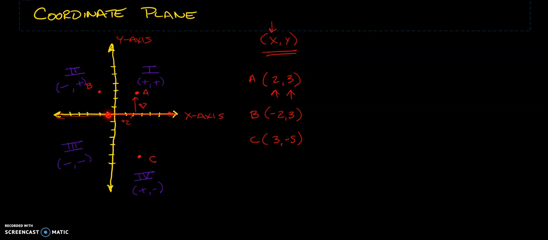Now in quadrant 3, I go to the left on the x, which is negative, and I go down in the y, which is negative. Hence, both the x and the y have a negative sign. In quadrant 4, I'm moving to the right on the x-axis, so that means it's positive. But I am moving down on the y-axis, which means it is negative.